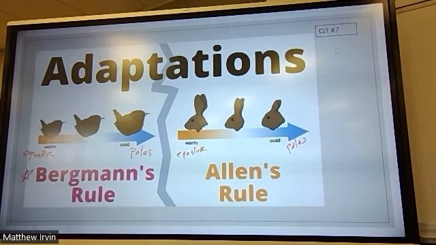What would you like more? For which part? The second one, when they get shorter. So it's smaller ears? Yeah.